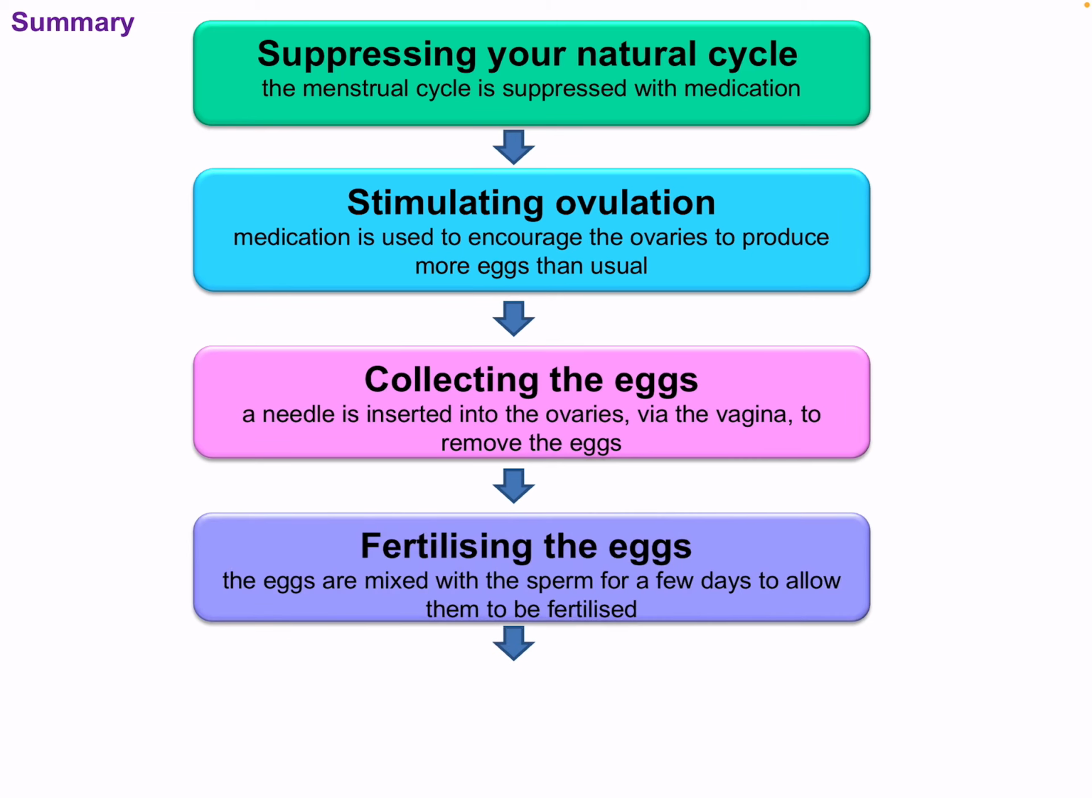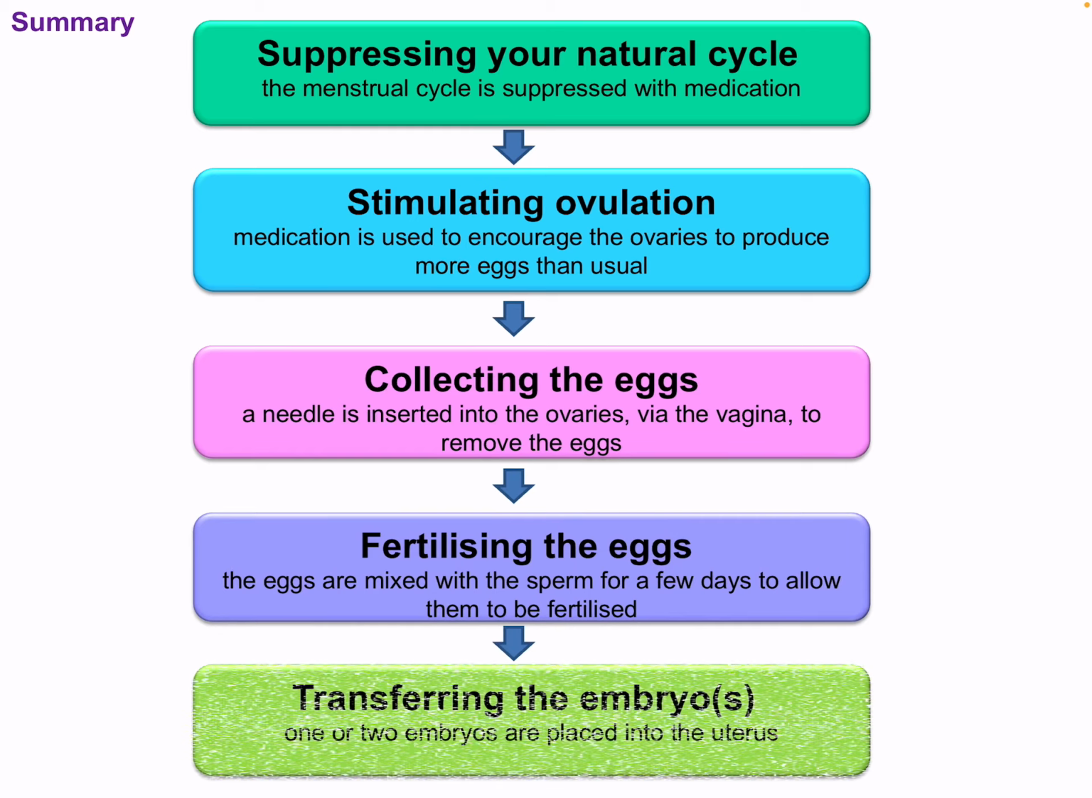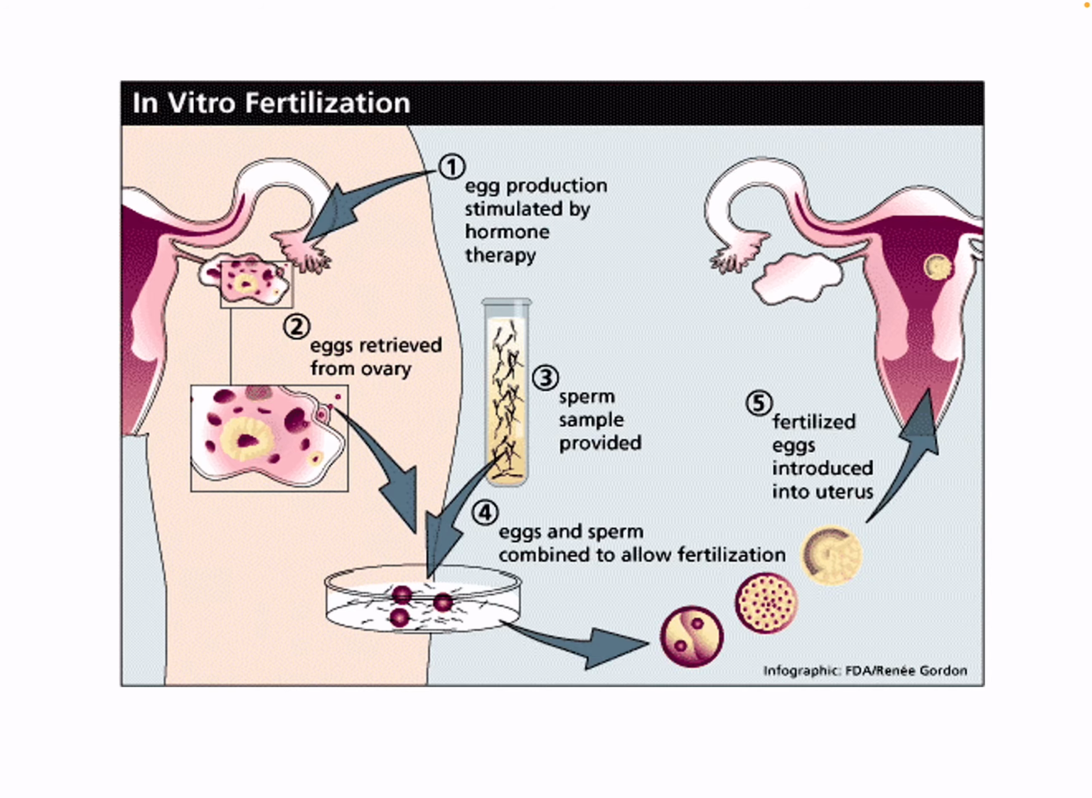The eggs are then fertilised, and then they are allowed to divide to produce embryos of at least 8 cells, and then the embryos are transferred to the uterus via a catheter. And this diagram summarises the process.